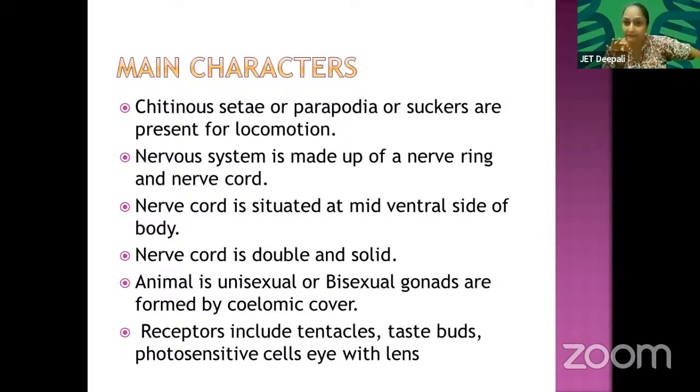Chitinous setae, parapodia. Parapodia are their small legs, or suckers are present for locomotion. Why suckers? How do they move through suckers? Imagine leeches. Leeches also come in this phylum. Leeches stick to a surface with their sucker, push their body ahead, then remove the sucker and stick it on another part, and then they move. So they move like a tree-to-tree movement.